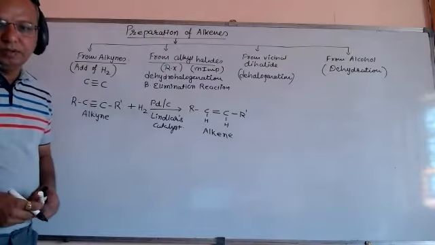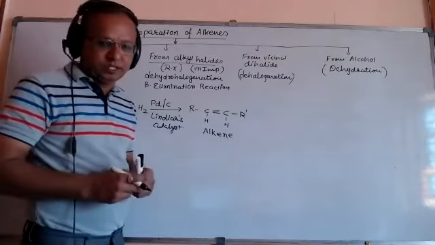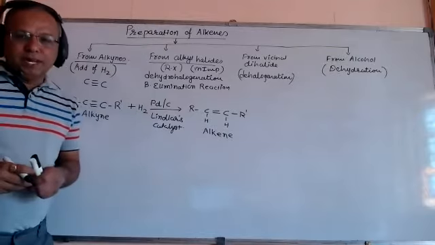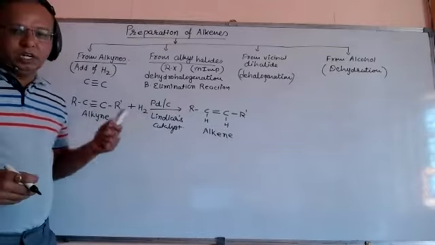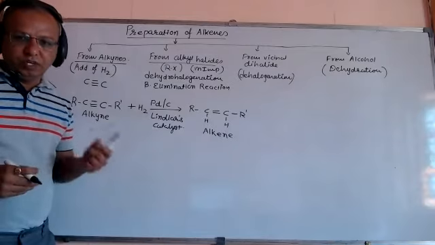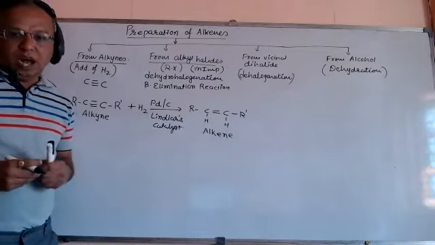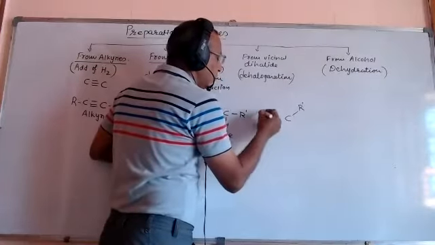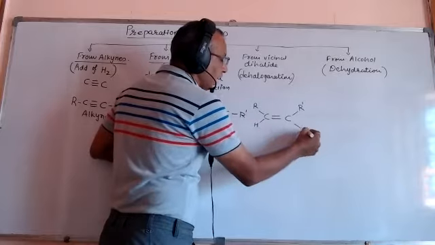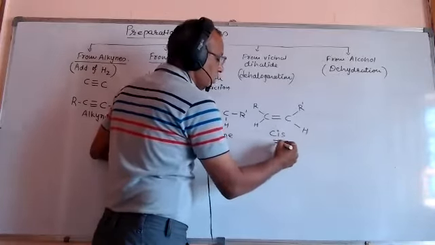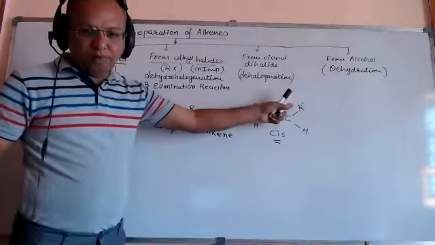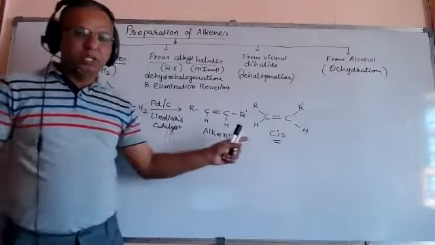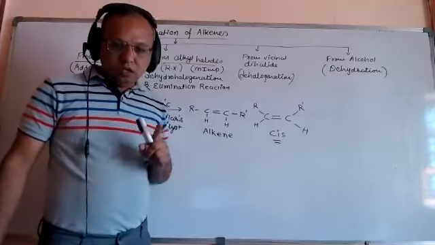Alkenes can be obtained either cis or trans, as you learnt in isomerism. Especially for Lindlar's reagent or catalyst, we obtain the cis alkene. The structure of cis alkene is C double bond C, R dash and R, H and H. This is called cis. If this hydrogen moves upward, in that case the cross hydrogens are the same, and that's why it is trans. But here we obtain the cis isomer.